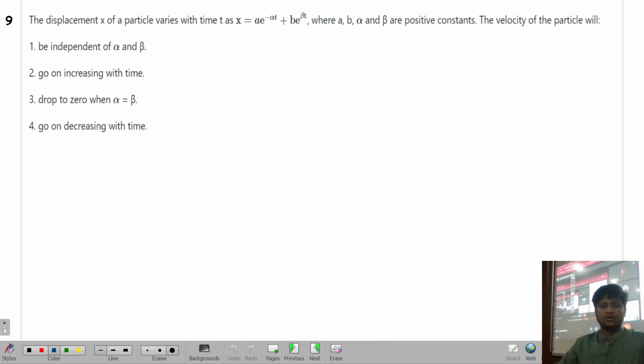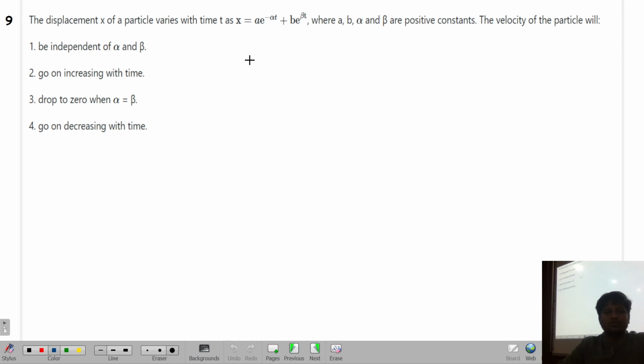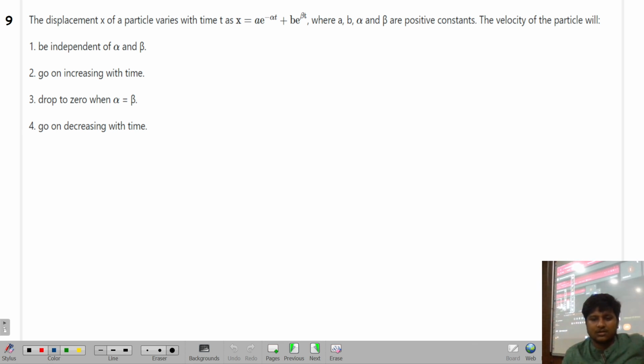Option 2 goes on increasing with time. So this question is really, really great. Yeah? It means it requires a good concept. Okay. What I will do? Okay. What actually? I think it is already going to be 10.